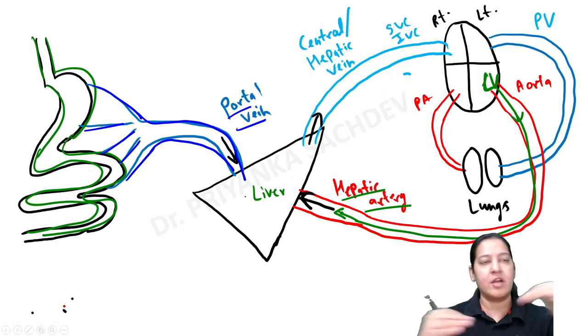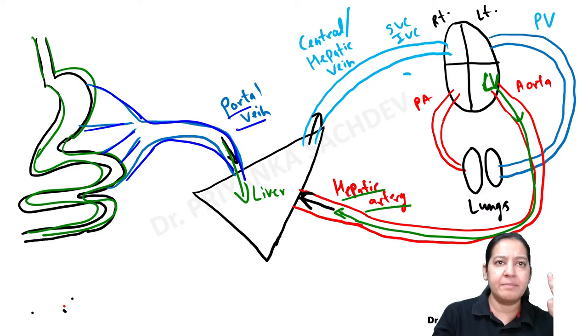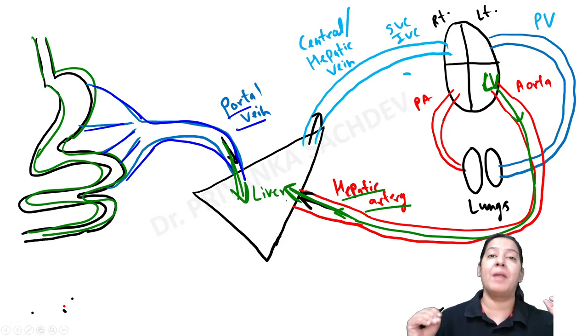See, the two arrows are coming in. I will mark both the arrows. So this is the portal vein, blood coming via portal vein from GIT. This is hepatic artery, blood coming via hepatic artery from the left ventricle aorta. So that is the dual blood supply of the liver.